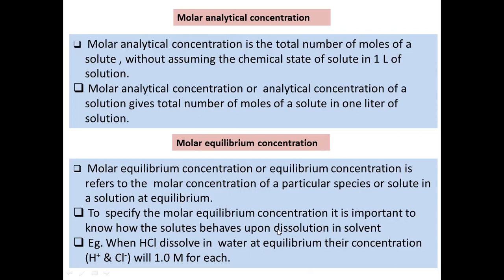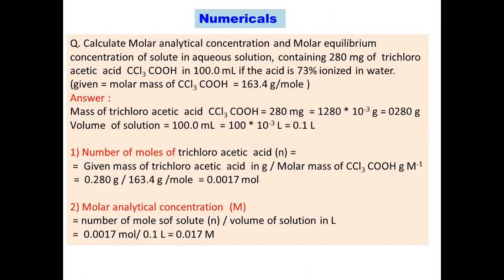To specify the molar equilibrium concentration, it is very important to know how the solute behaves upon dissolution in the solvent. Whenever the solute is dissolved into the solvent, what is its behavior, like whether it gets completely dissolved, whether it is completely separated into ions. So this is the condition. For example, when HCl dissolves in water at equilibrium, their concentration will be 1 molar for each. So H+ and Cl- will be separated, and complete dissolution of HCl in water will give the ions H+ and Cl-, and for each the molarity will be 1 mole.